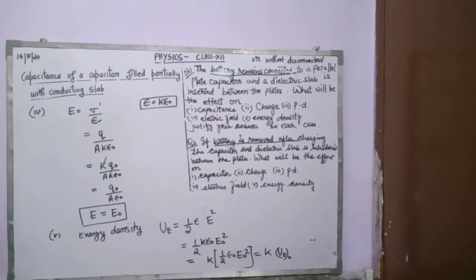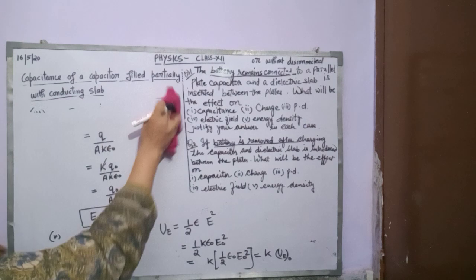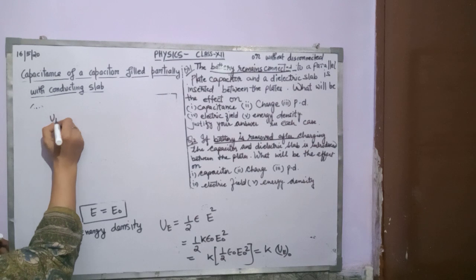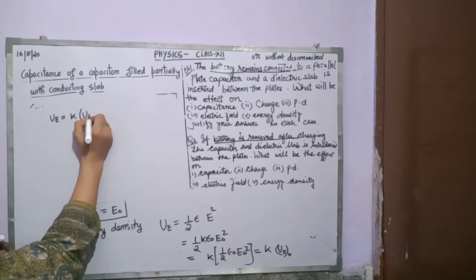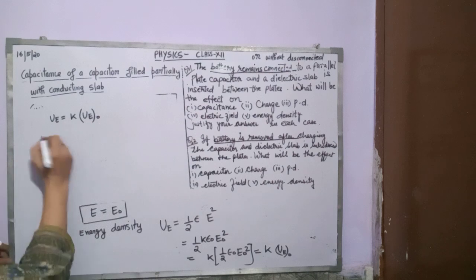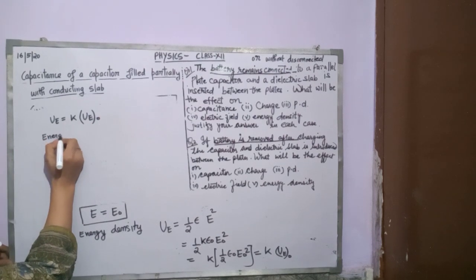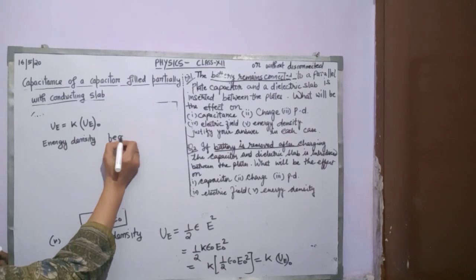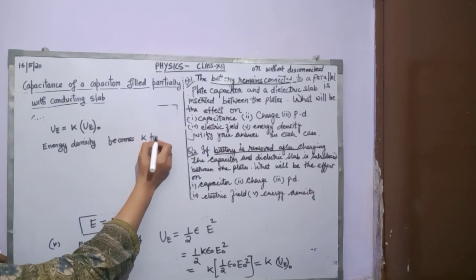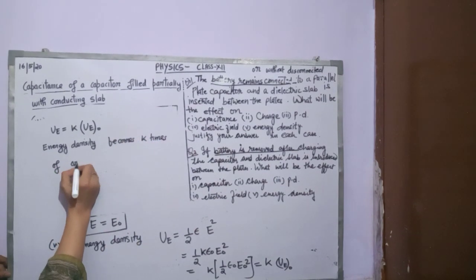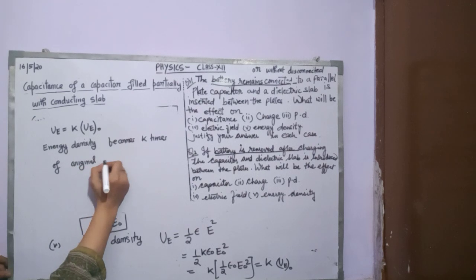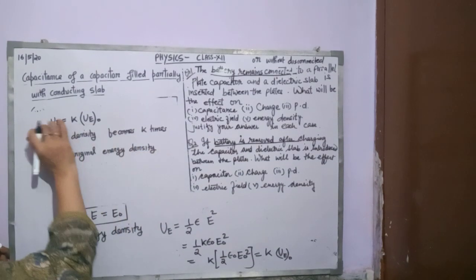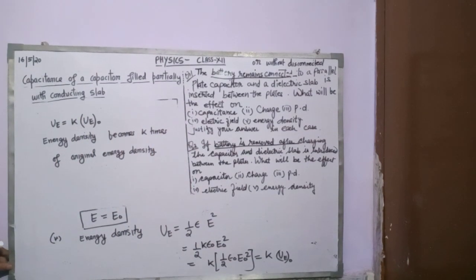And what is the relation here? The relation becomes U is equal to K times UE naught. And the energy density increases, you can also say it becomes K times the original energy density.